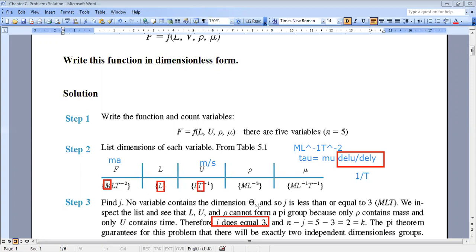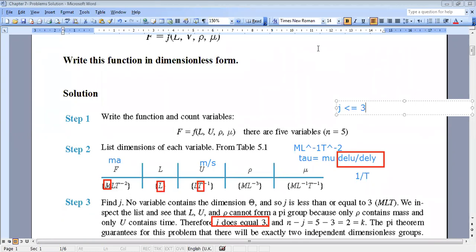So here we say that j can be smaller or equal to 3. The number of independent variables M, L, T is 3, so j is smaller or equal to 3. Why smaller or equal, you will understand in the next problem. How to make sure if it's equal to 3 or less than 3? You should try to choose 3 variables that cannot form a group. What do I mean by that? If you combine them in any way, you cannot get a dimensionless group.